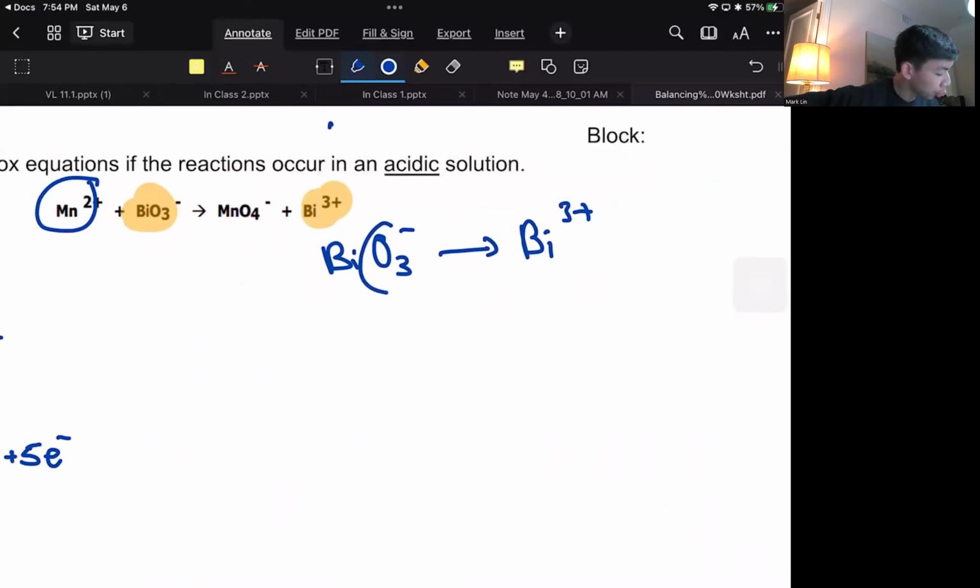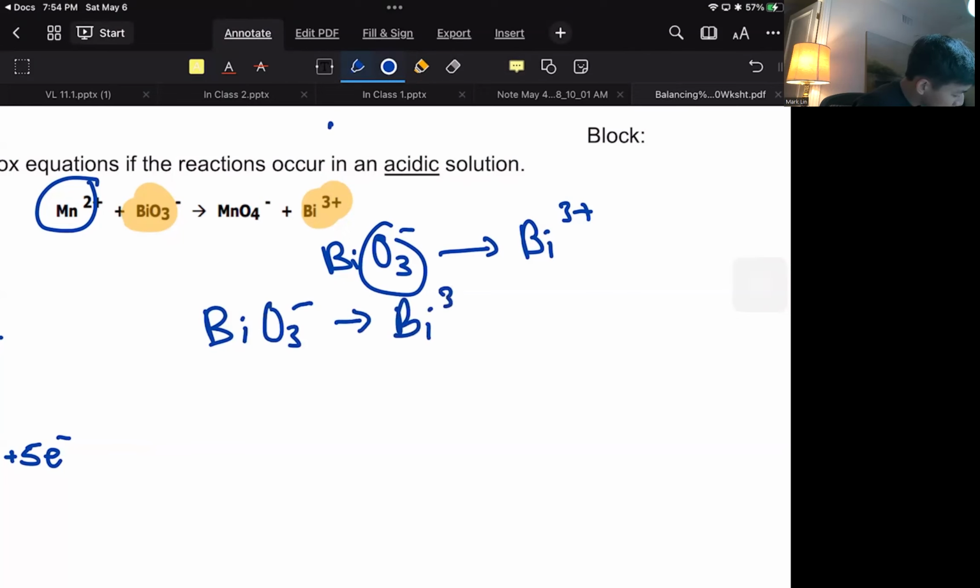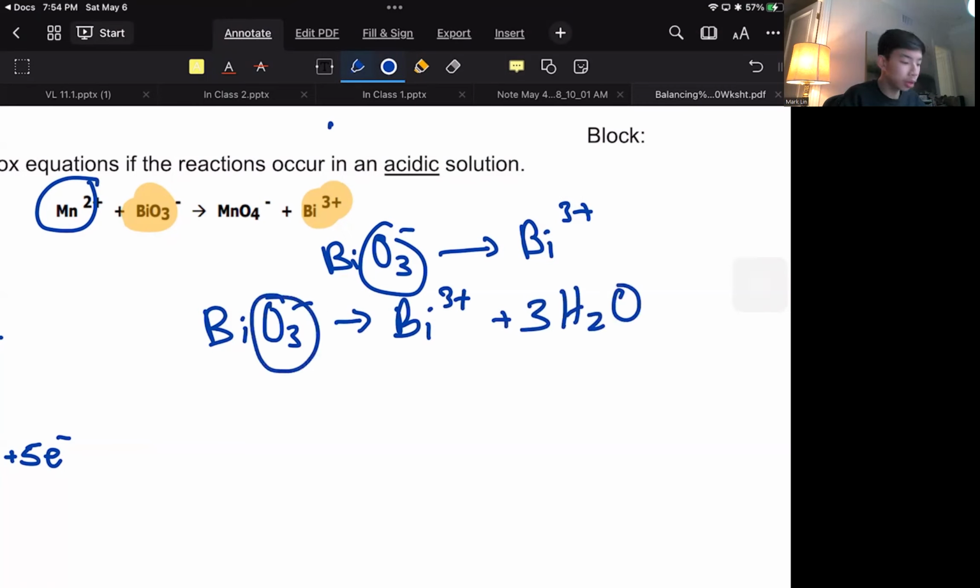There are 3 oxygens on one side. So to balance the 3 oxygens on the reactant side, we have to add 3 water molecules to the product side. So this is going to be BiO3 minus going to Bi3 plus, and adding 3 water molecules on the product side, right? Because there are 3 oxygens here, and now there are 3 oxygens here.